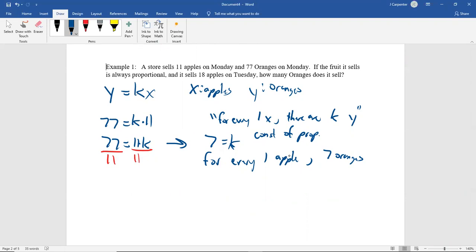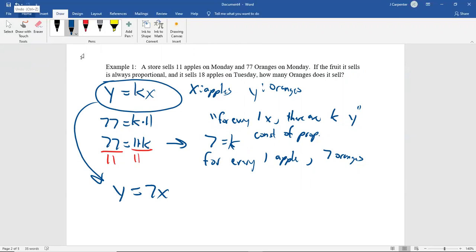But unfortunately, this isn't a nice clean multiple. We're not going from 11 to 22, for instance, or anything very easy. We're going from 11 to 18. So now what we need to do is plug the 18 apples into the scenario, but we also know that K is 7. Those are the 2 things we're going to plug in. In fact, I'm going to rewrite the y equals kx. I'm going to rewrite this now as y equals 7x. Again, that says for every 1 apple sold, 7 oranges sell.